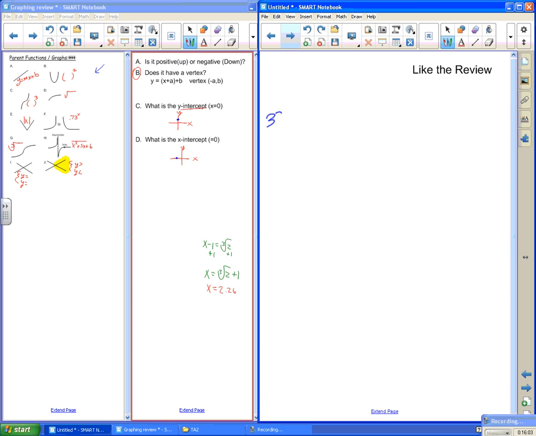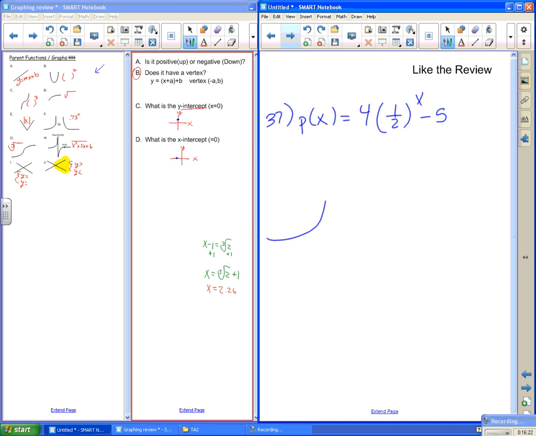37. P of x equals 4 times 1/2 raised to the x, minus 5. So this one's a little different. We have to ask slightly different questions. But first of all, what type is it? Well, this is an exponential function.